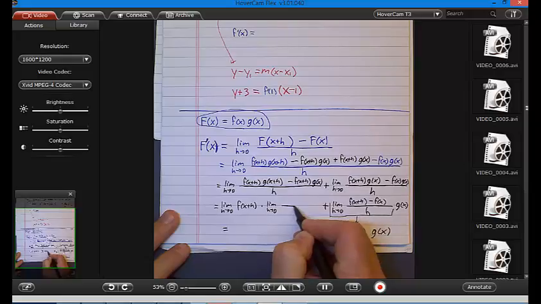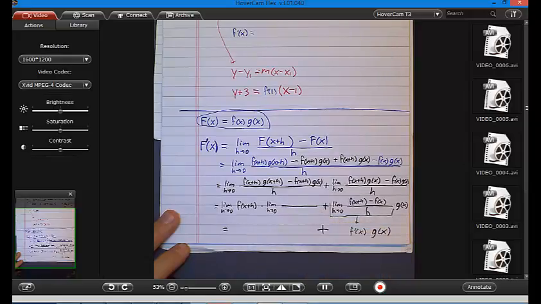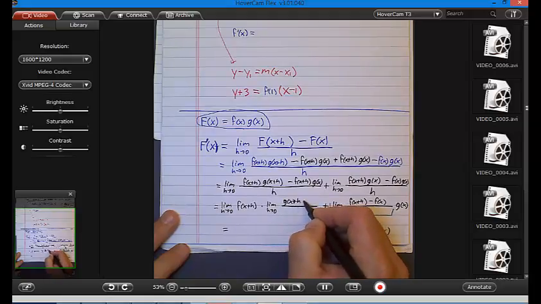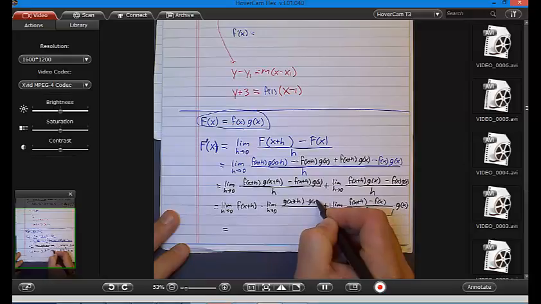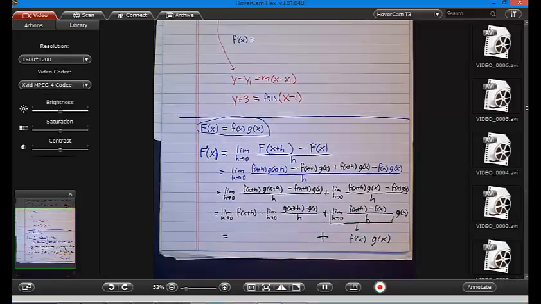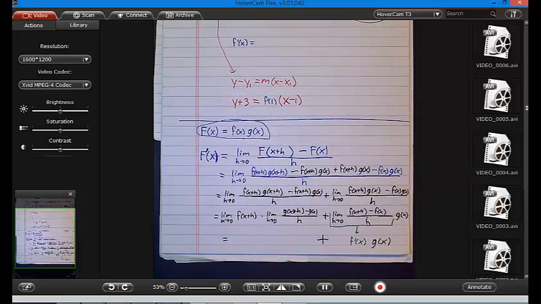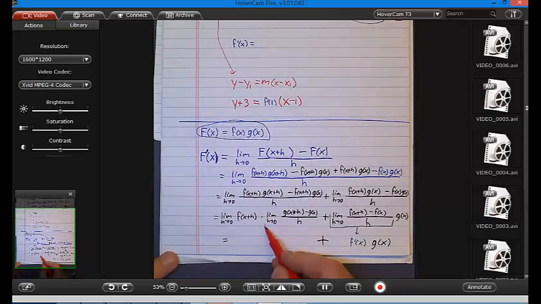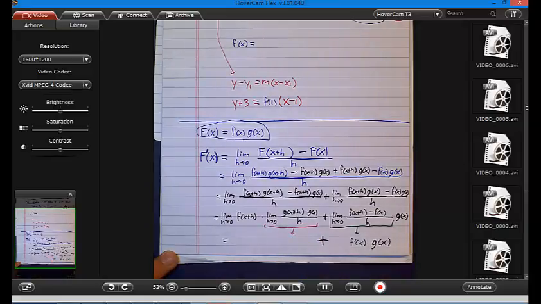What is this big fraction when the limit as h goes to 0? What does that give you? G prime of x. And then this stuff here, what does this give you? That's f of x. Because as h goes to 0, f of x plus h is going to approach f of x. And so what we just did is we proved, if you want, or developed the product rule.